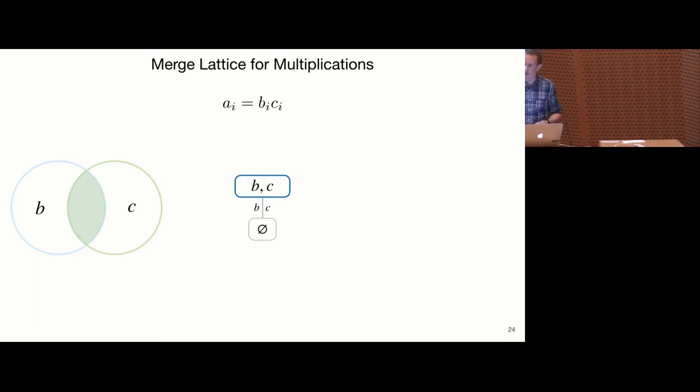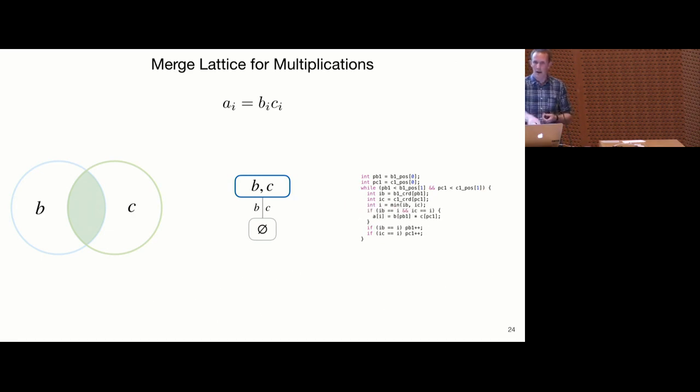From this merge lattice point, we can generate a piece of code that iterates over both of them until one of them is out of values, so that's what the while loop bound is. And then we also have to put a little if statement inside it saying if both have a value, compute, and if only one of them has a value, don't do that.